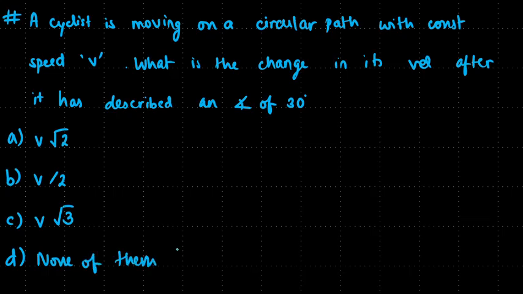So let's read the question once more. A cyclist is moving on a circular path with constant speed v. So it's not talking about the velocity, right? It's talking about the speed. The speed is constant. The velocity is not constant, since velocity is a vector and it changes with direction. And when you're moving in a circular path, you change direction. So we will also talk about that. What is the change in its velocity after it has described an angle of 30 degrees?